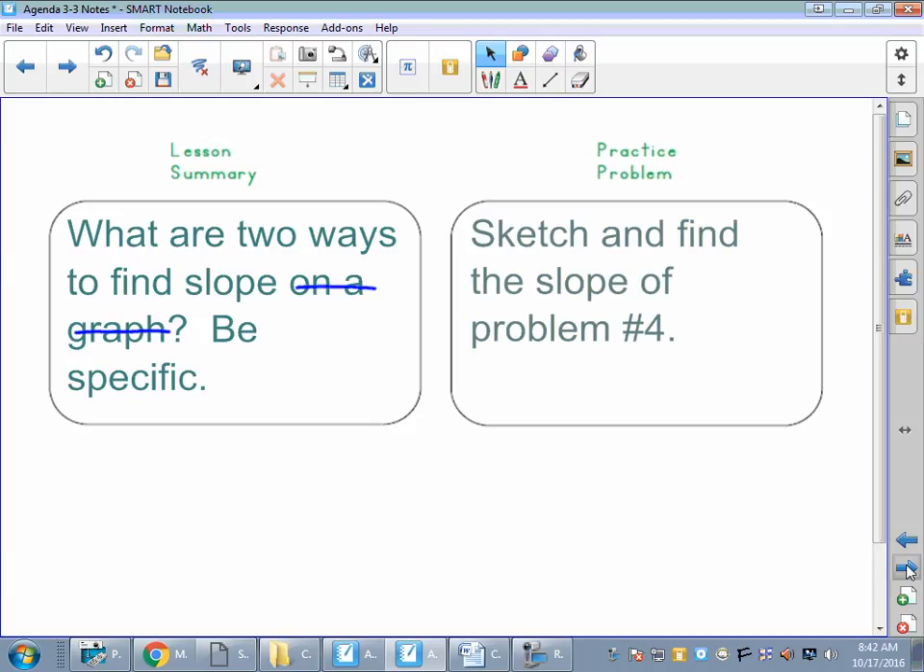I mentioned that already. And your practice problem I mentioned was going to be problem number 4. And I do want you to sketch it. I want to see the graph. I know I said before I didn't want to, but I see now that I do. So find the slope, but you can either use the formula or you can count, whichever you need. It might look a little weird. No, it might look a little negative when you get that answer.